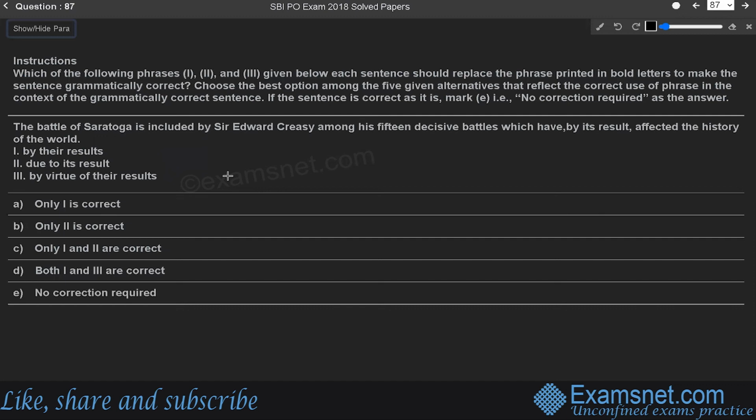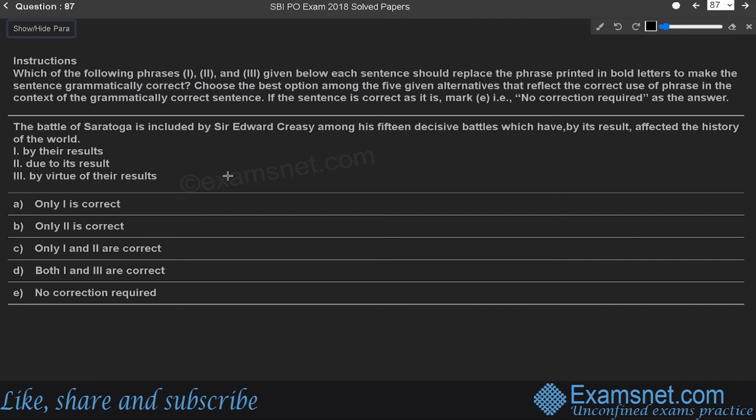Next question is: the Battle of Saratoga is included by Sir Edward Creasy among his 15 decisive battles which have, by its result, affected the history of the world. The phrases are by their result, due to its result and by virtue of their results. Here the sentence is talking about multiple battles. Hence, their should be used instead of its. Thus, we can rule out second.